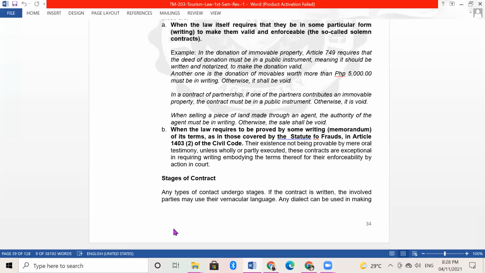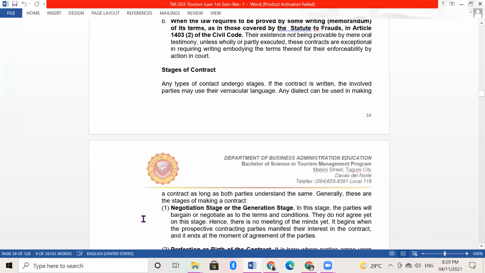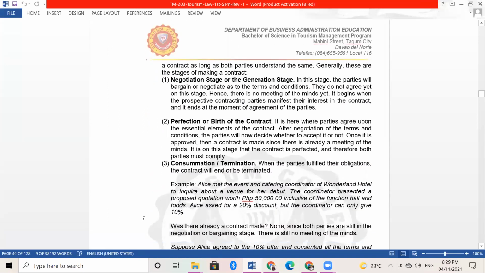Next topic will be the stages of contract. So any types of contract undergo stages. If the contract is written, the involved parties may use their vernacular language or any dialect in making a contract, as long as both parties understand the same. Generally, these are the stages of making a contract. First is the negotiation stage or the generation stage.